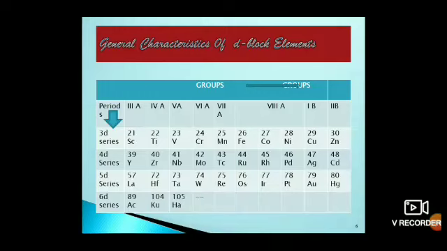Now coming to the general characteristics of D block elements. Earlier we said that in the D block elements we have groups 3 to 12, and we have around 4 series, and the fourth one is incomplete. 3D, 4D and 5D series are complete with 10 elements each. So 3D series consists of 21 scandium to zinc 30, and 4D series consists of yttrium 39 to 48 cadmium. 5D series consists of lanthanum 57 to mercury 80.